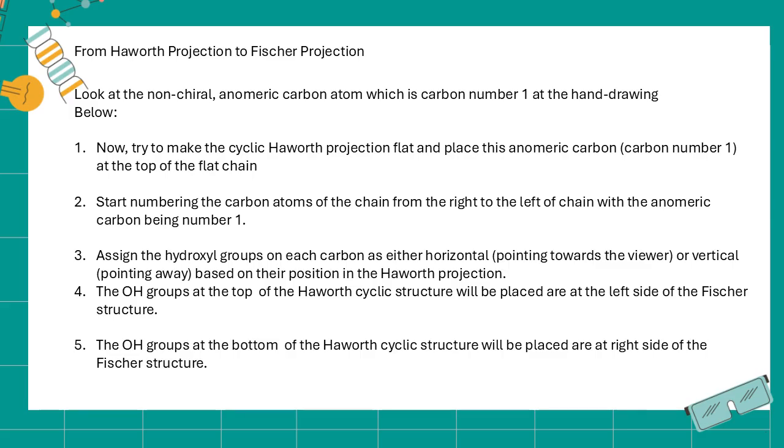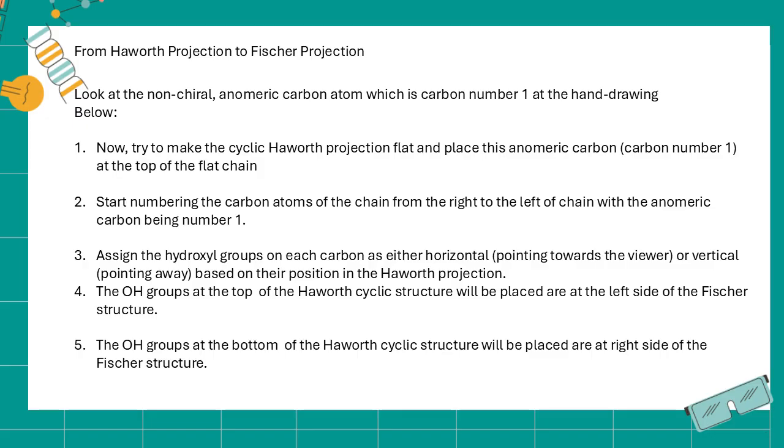From Haworth projection to Fisher projection. Look at the anomeric carbon atom, which is carbon number 1 in the hand drawing below. Now try to make the cyclic Haworth projection flat and place this anomeric carbon, carbon number 1, at the top of the flat chain. Start numbering the carbon atoms of the chain from the right to the left of the chain, with the anomeric carbon being number 1.